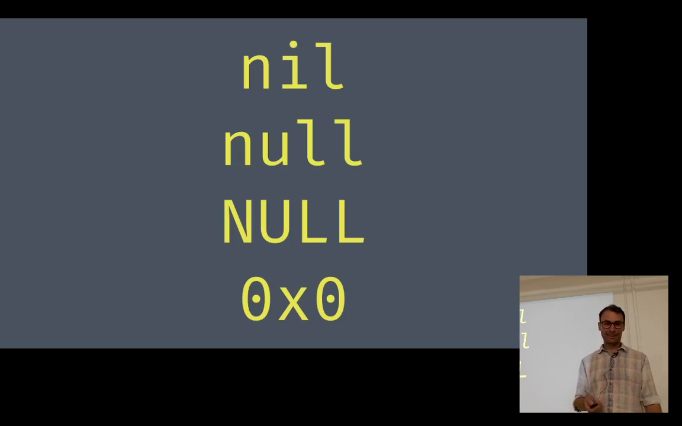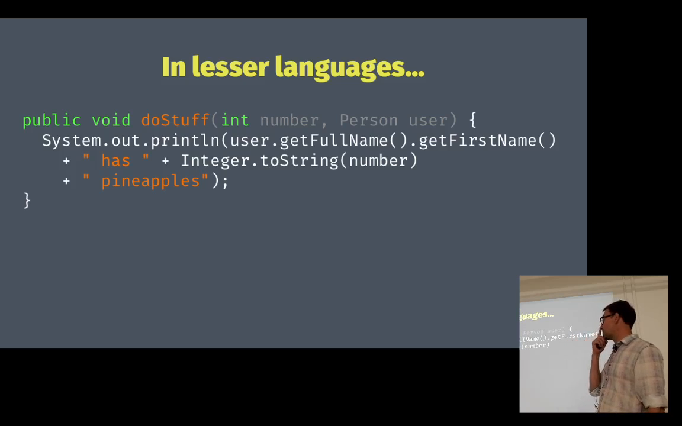Yeah. All right, so in lesser languages, and is anyone here a Java programmer? Kevin? So we might have something like this. I've just completely made up some code here, but there are some intentional bugs. Kevin can tell us what it is. What's going to happen here? User could be null, yeah.